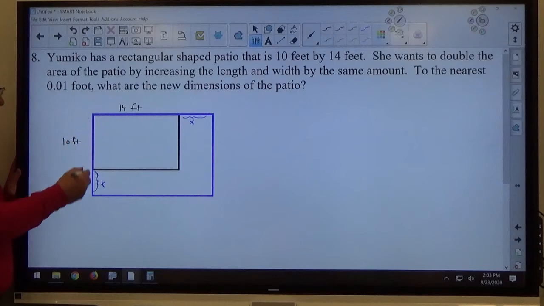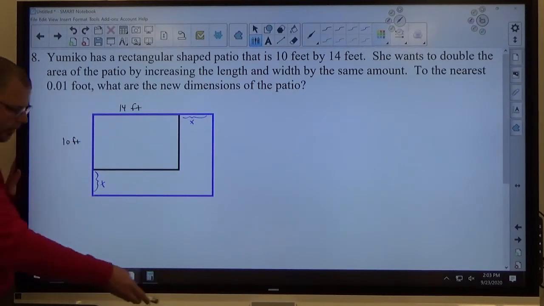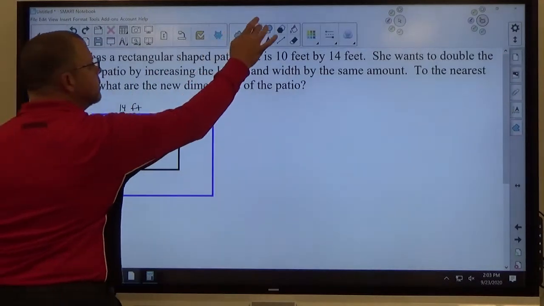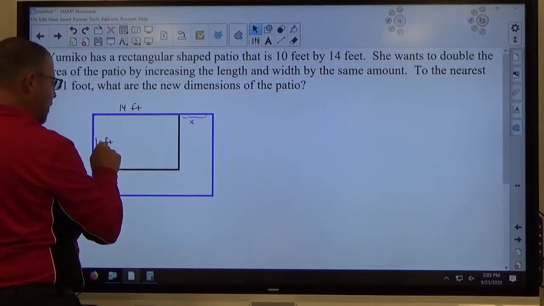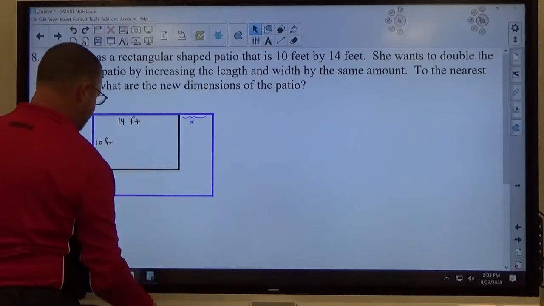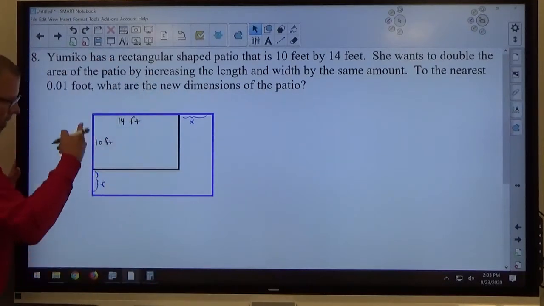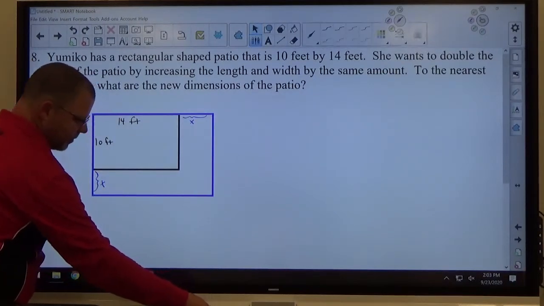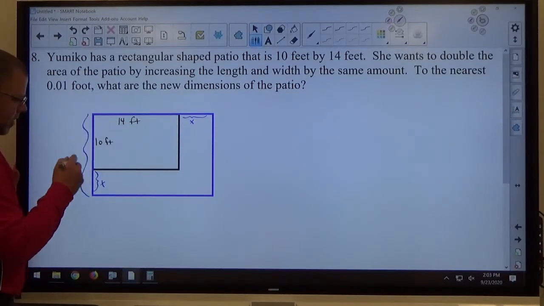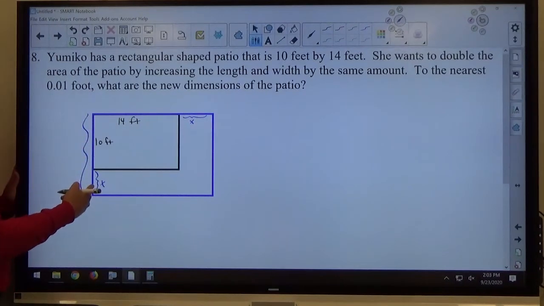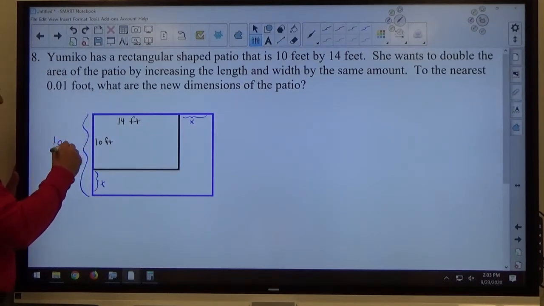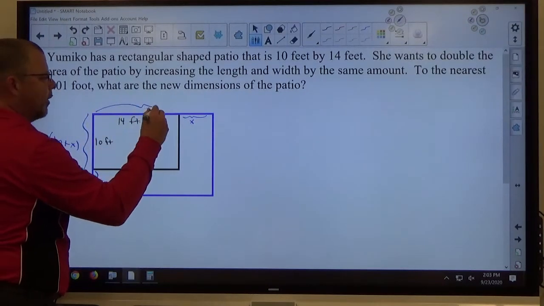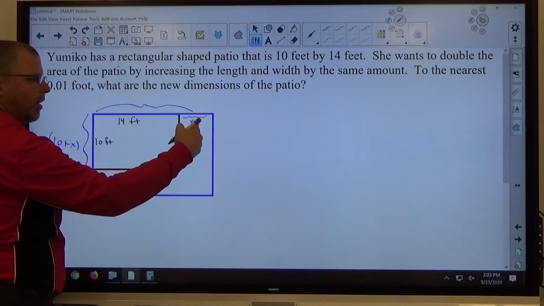Which makes the new length, so again 10 feet, let me just move the 10 feet inside. So 10 feet is this little bit, 14 feet's that little bit there, right? This right here is the new width, which will be 10 feet plus x feet, right? And this right here would be the new length, which would be the old length, 14 feet plus x feet.